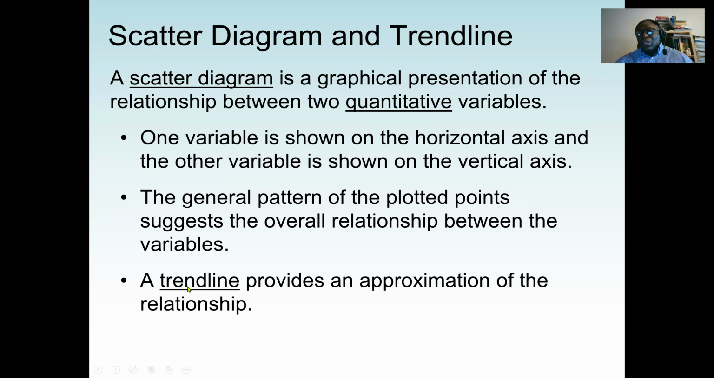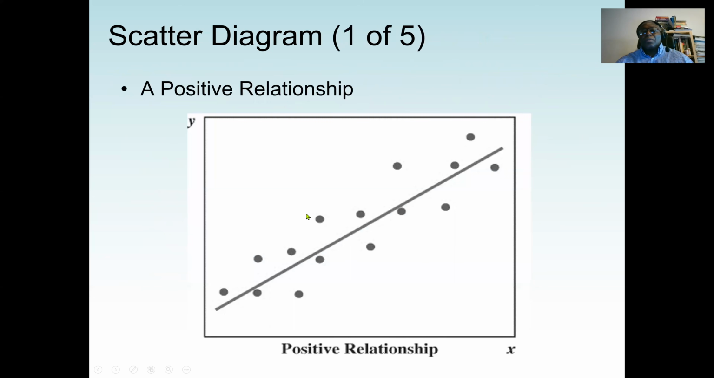So the general pattern of the plotted points suggests, again, the overall relationship between the variables. Then we may have the trend line that provide an approximation of the relationship. With Excel, we can generate the trend line. So easy, and we will do it in a few minutes. So this is an example of a positive relationship. This tells us that if the X value is increasing, the Y value is also increasing. The X, which is the horizontal axis, it increases to the right, and the Y also increases up. So we can see the pattern increasing.